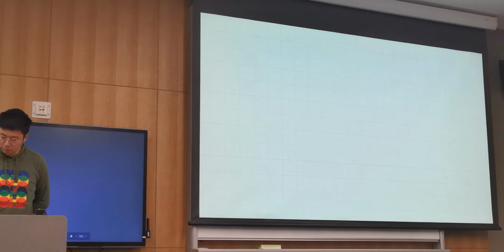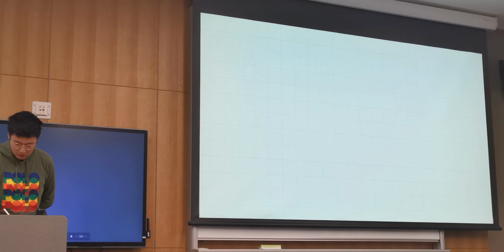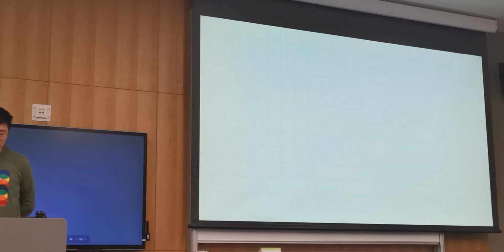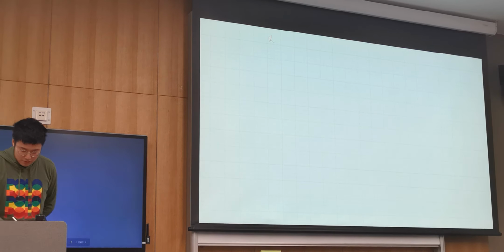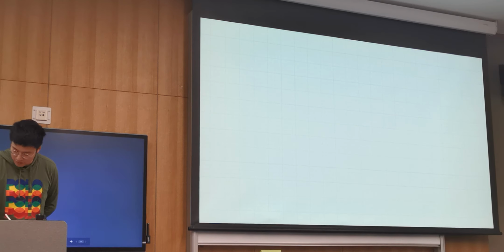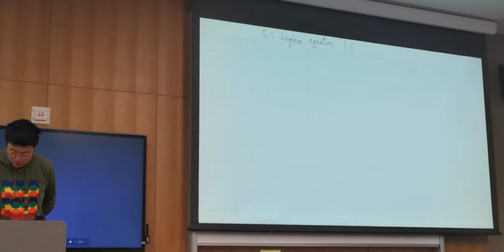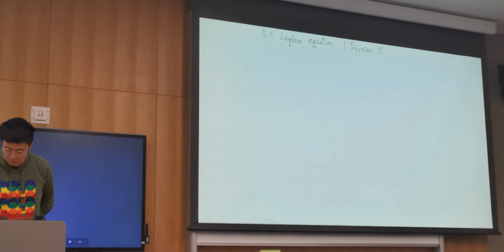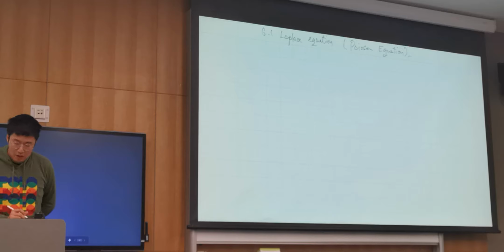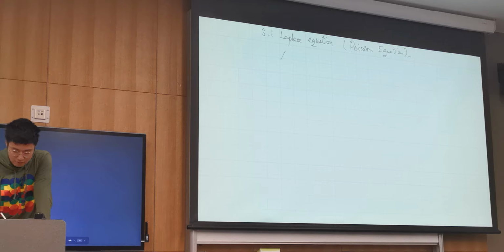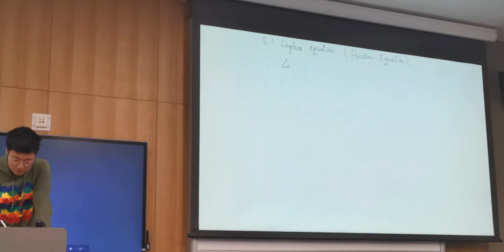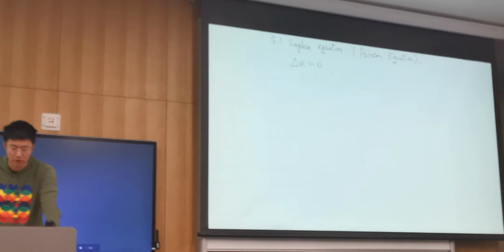This is just simply trying to reformulate what I said in the last part of the last lecture. First of all, we're talking about 6.1, the Laplace equation, and or Poisson's equation. The reason we say it's a Laplace equation is simply because we're having the Laplacian. So the Laplacian of a function is 0. Okay, this is the so-called Laplace equation.